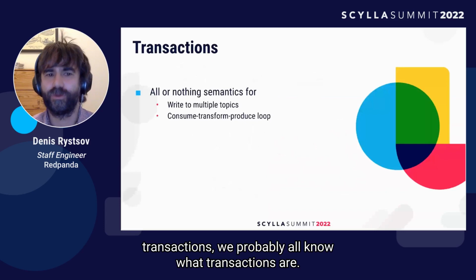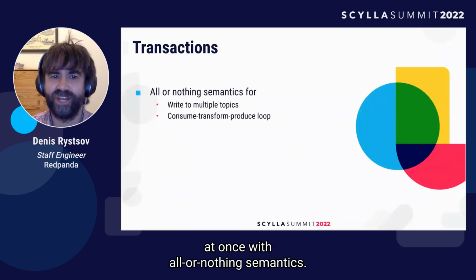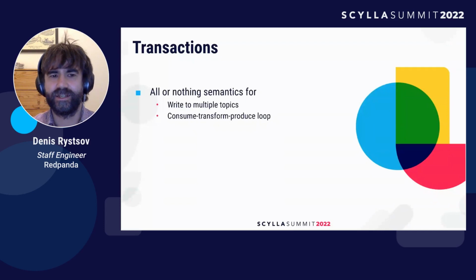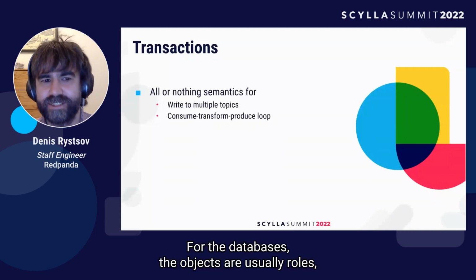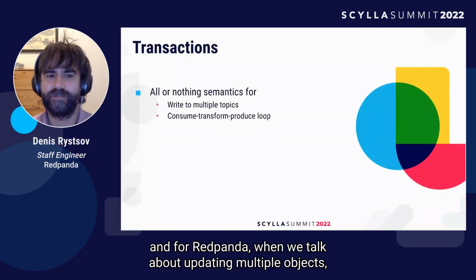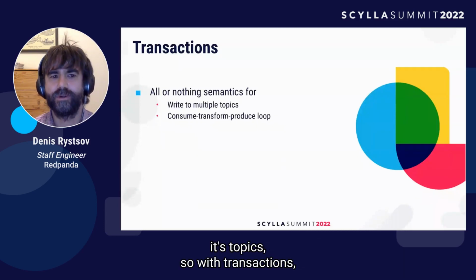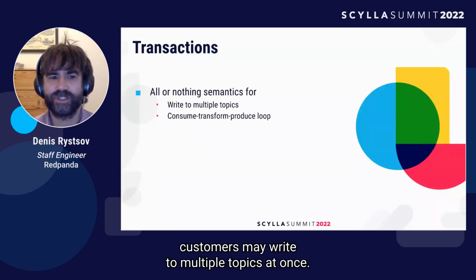We probably all know what transactions are. It's basically a mechanism to update multiple objects at once with all or nothing semantics. For the databases, the objects are usually rows, and for Redpanda, when we talk about updating multiple objects, it's topics. So with transactions, customers may write to multiple topics at once.